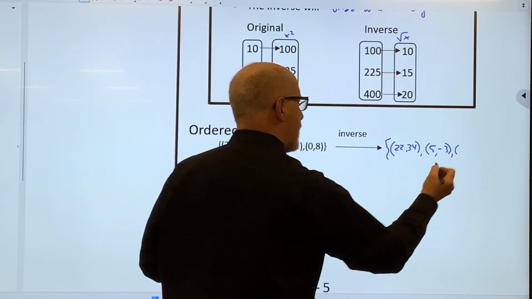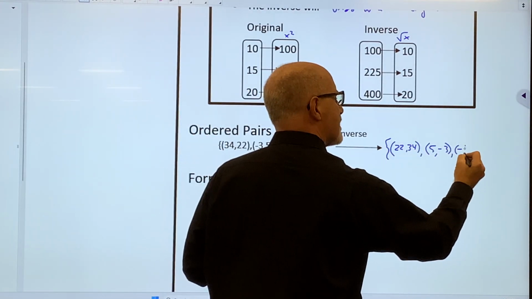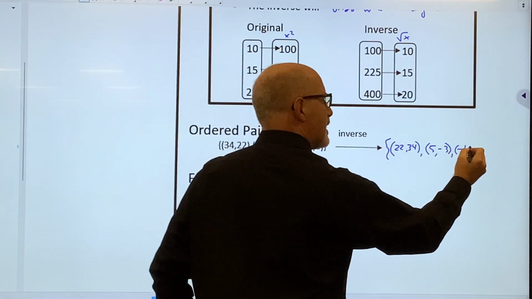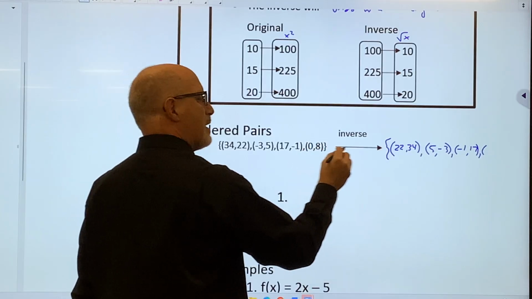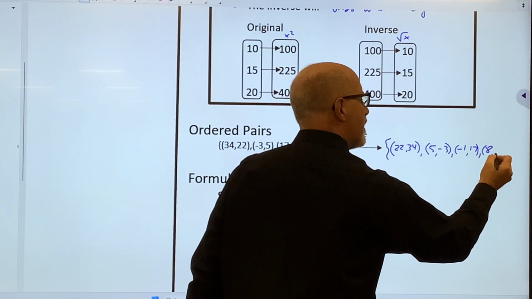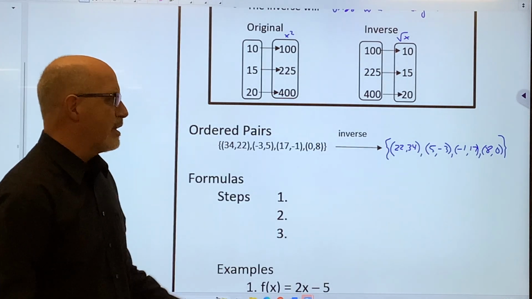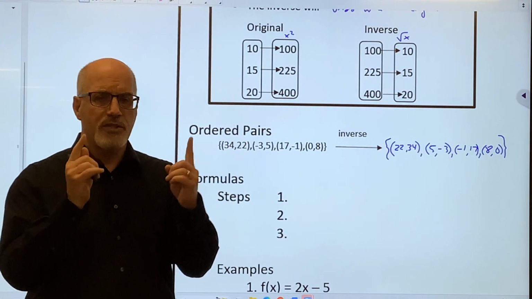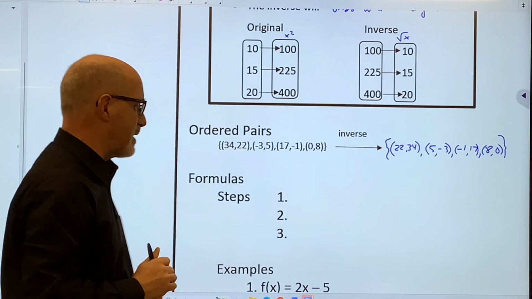The x and y swap places. Here, the -1 becomes my x, and my 17 becomes the y, and then lastly, 8 becomes the first member, and the second member swaps places with it, it becomes the 0. So when you're doing an ordered pair, just have each x and y swap places. It's as simple as that.